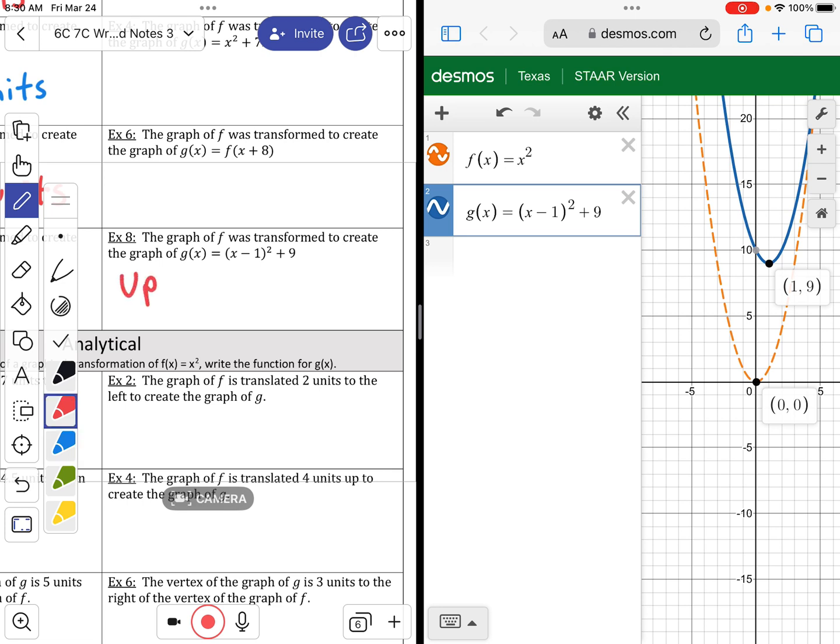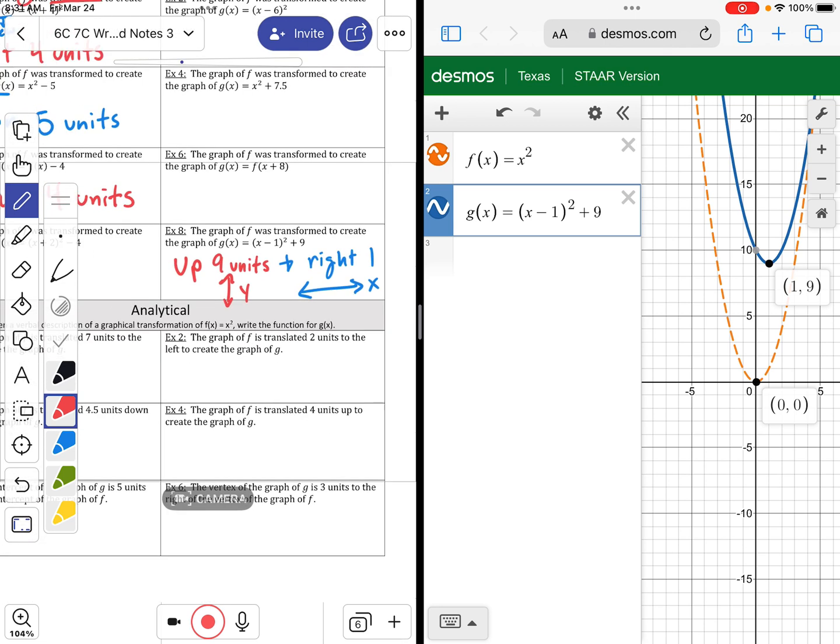So we went up how much? 9 units. We're going up and down, y'all. That's the y-axis. And then we move to the right 1 unit. If we're moving left to right, that's your x. And this is your y. And we're done. We described the descriptor.